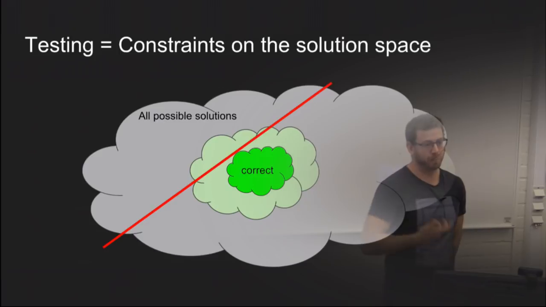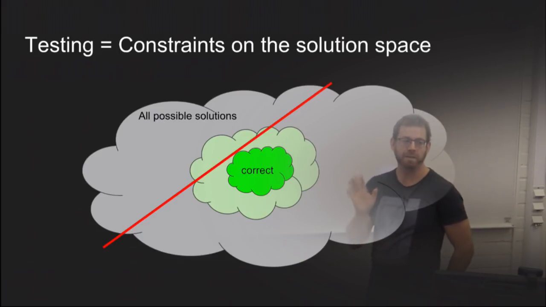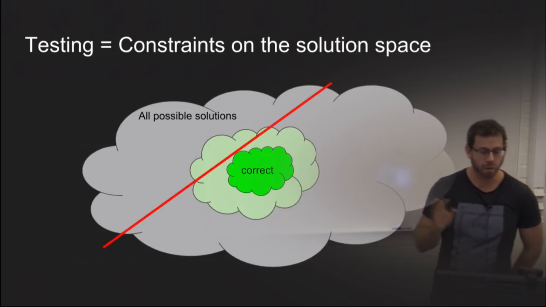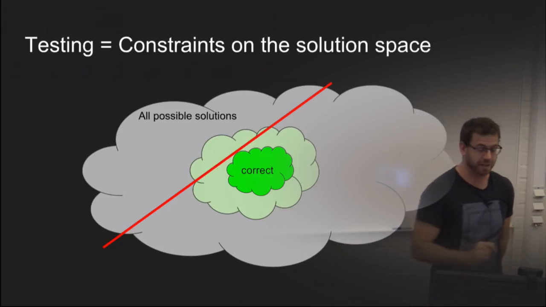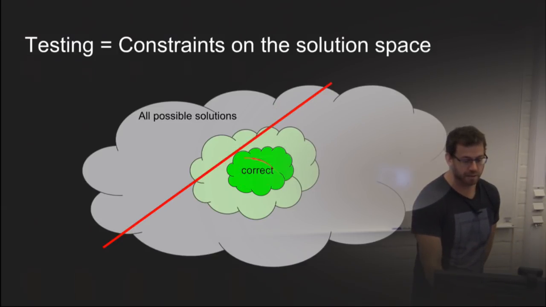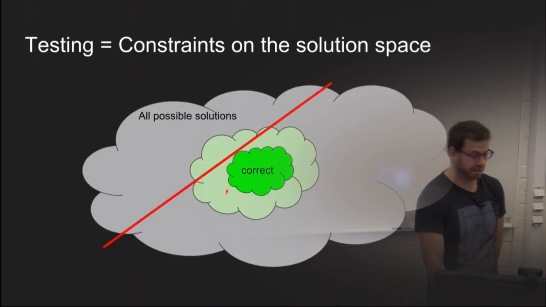So we put these constraints, these test cases, and by running these tests, we find out if our solution is in the gray area or not in the correct area. But we cannot really say that just by running this test case we're in this area. We could also be here, or we could be completely out of it, because this test case only says so much, right?